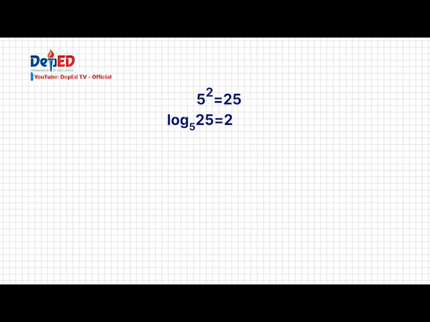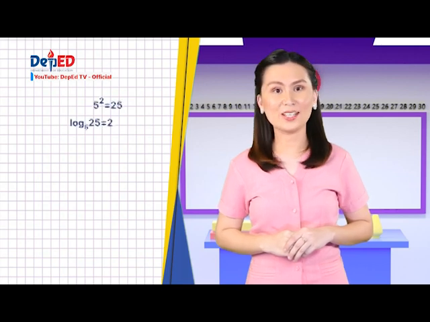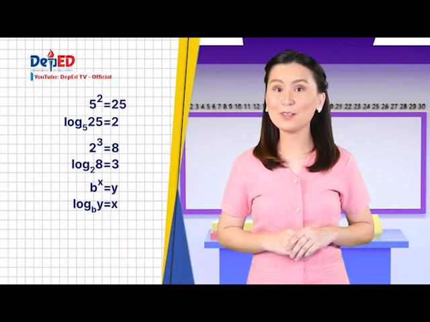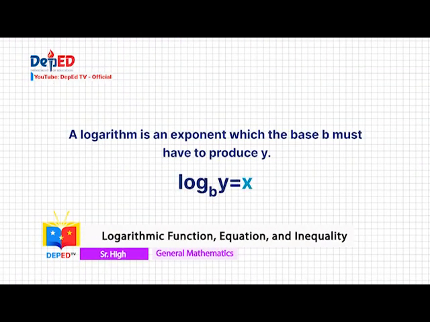Let us try the second example. We have 2 raised to 3 equals 8. How do we write this using logarithm? This is equal to the logarithm of 8 with the base 2 equals 3. How about this third example? This one can be expressed as the logarithm of y with the base b equals x. What can you notice about these examples? How will you describe a logarithm? A logarithm is an exponent which the base b must have to produce y.